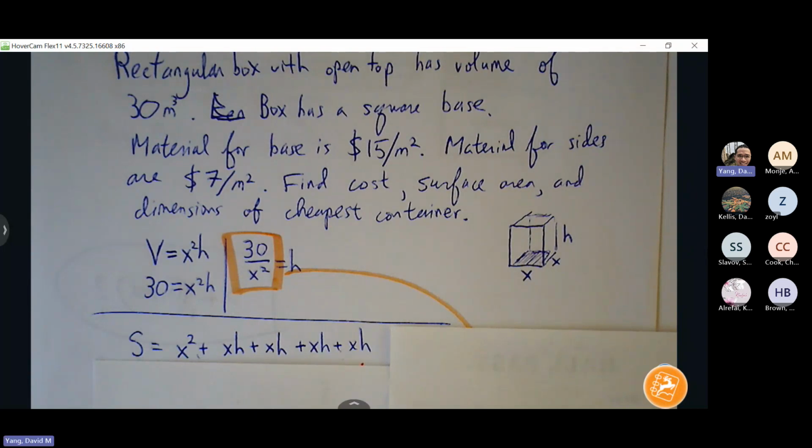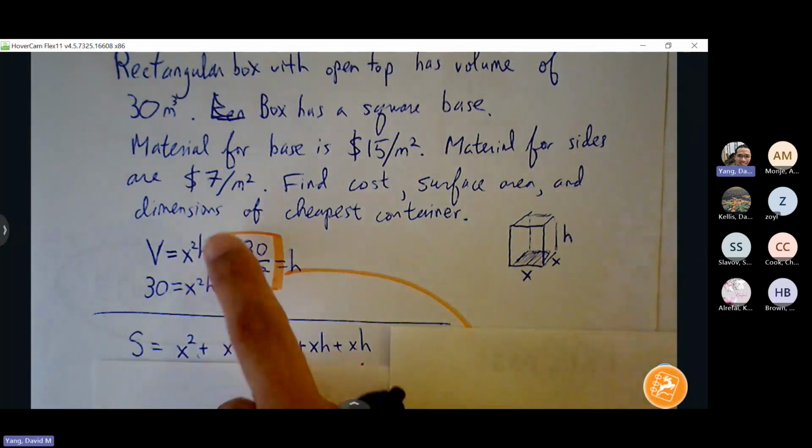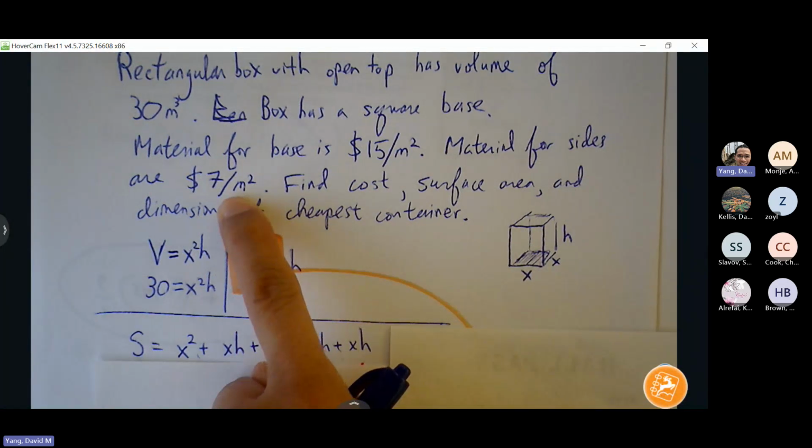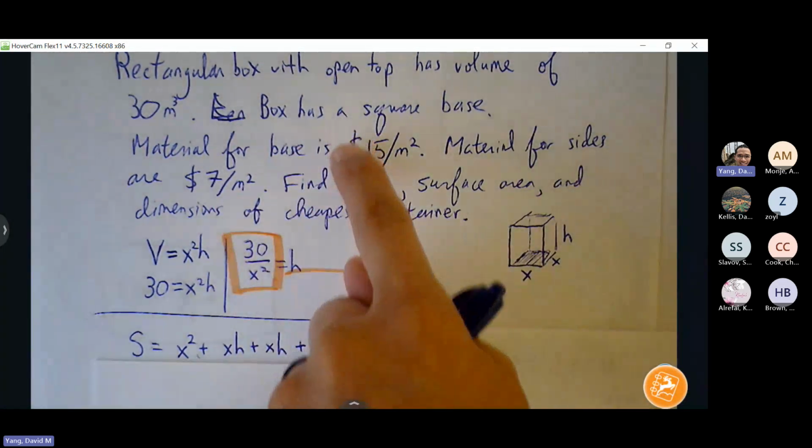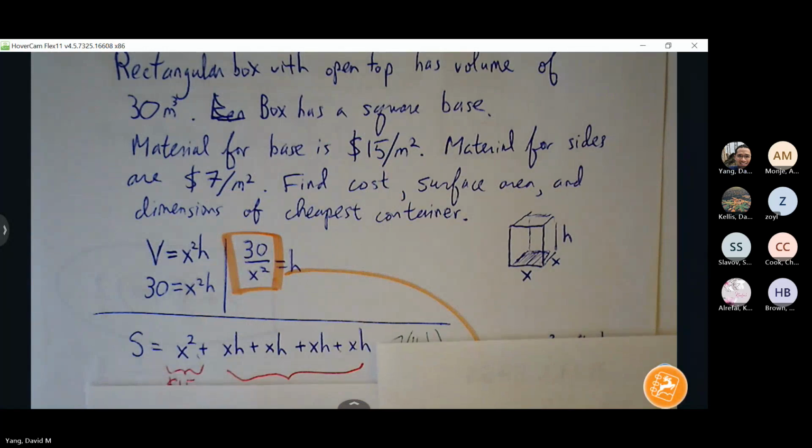So now that we have our surface area equation, we can start working in our cost for each of the sides. You know that the base is the most expensive one. That's the $15 associated with it. And then each of the other 4 sides are all involving the cheaper material. They're $7 per square meter. So you multiply the 7 in through here, multiply the 15 through the x squared.